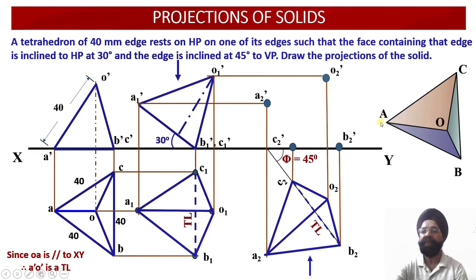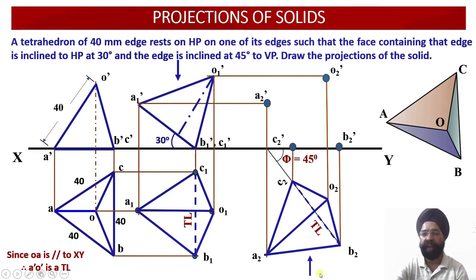Now again, the same thing we have to follow. We have to join A2 dash, B2 dash, C2 dash. We have also to join O2 dash, A2 dash, O2 dash, C2 dash and O2 dash, B2 dash. But we need to work out which edges will be dark and which edges will be dotted.